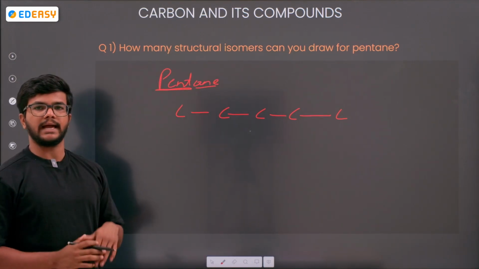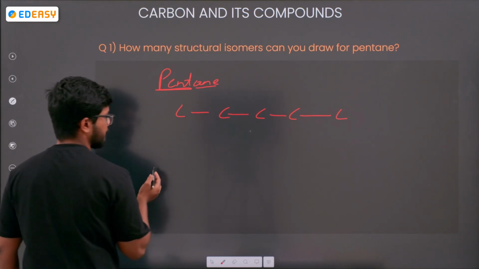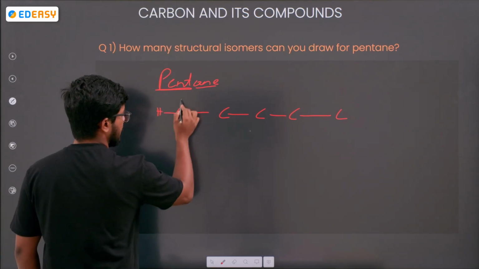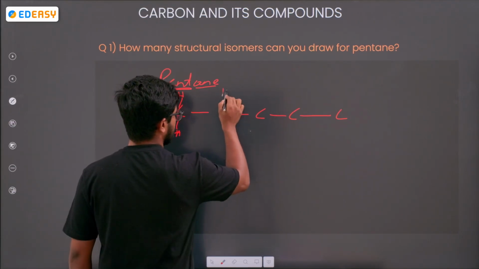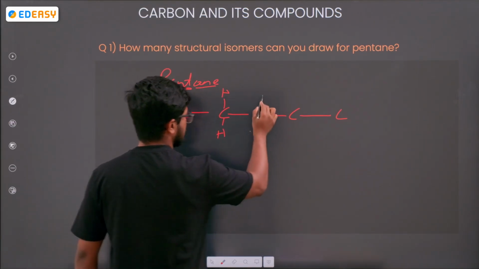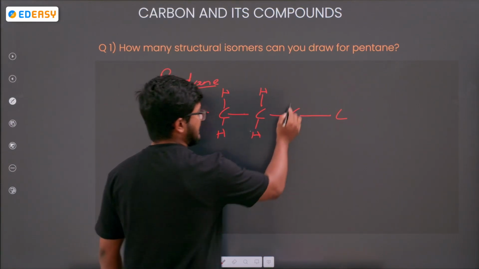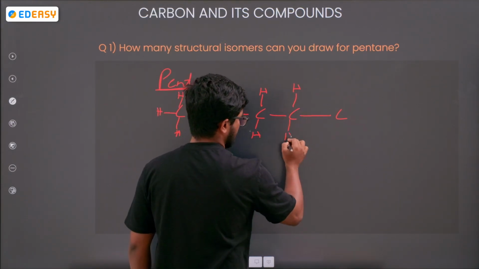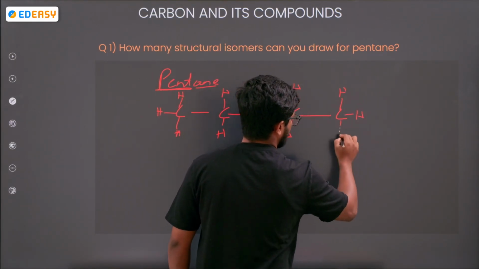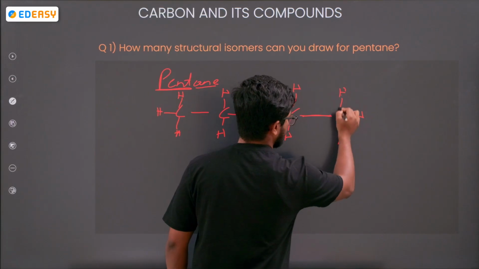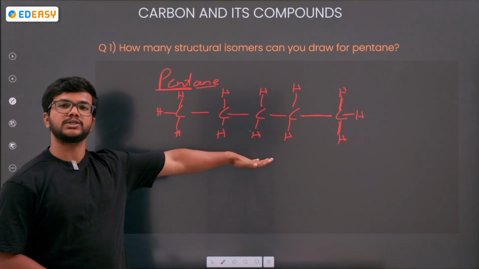So how many hydrogens are required for each carbon? Here the carbon is making a single bond, so it needs 3 hydrogens, whereas here it needs 2 hydrogens, because it is already having 2 bonds. Each carbon can make 4 bonds around itself. That is why a single-bonded carbon can make 3 bonds with hydrogens. Okay. This is the structure of pentane.